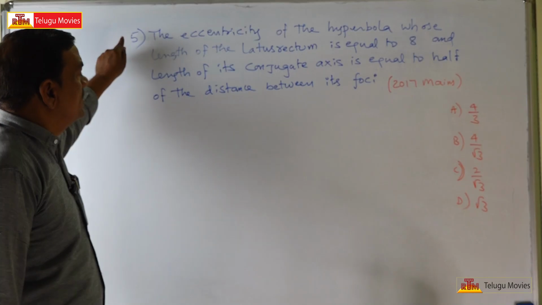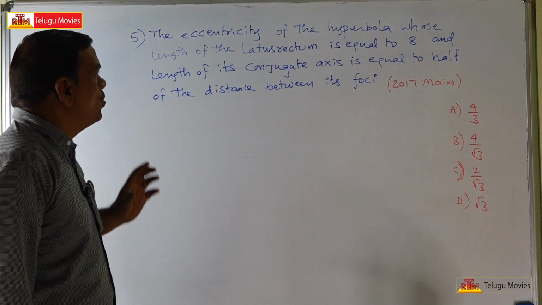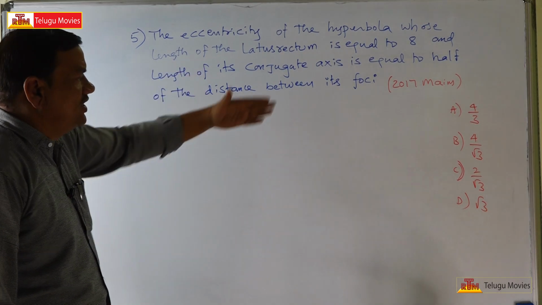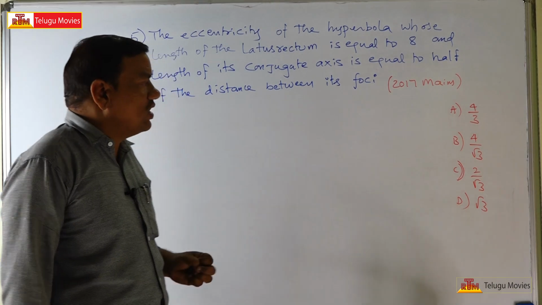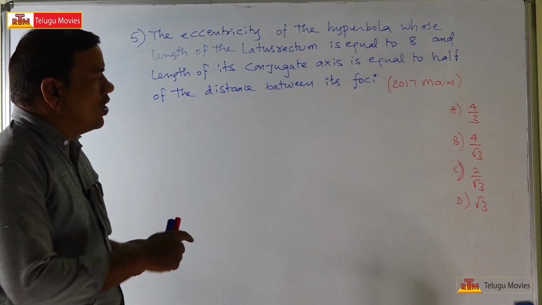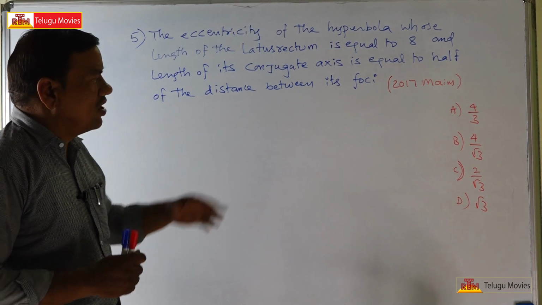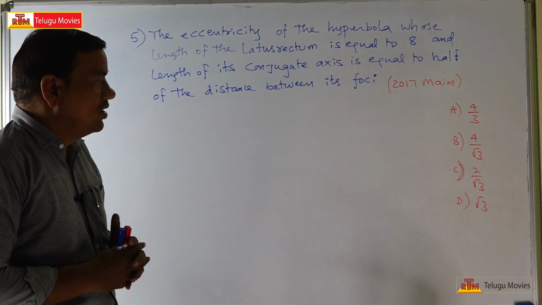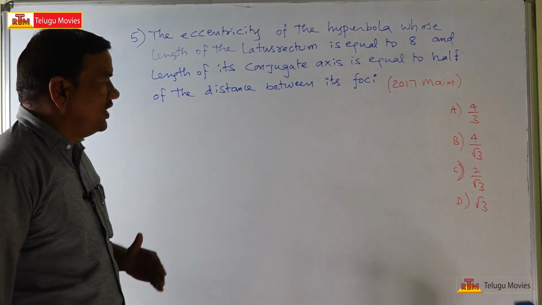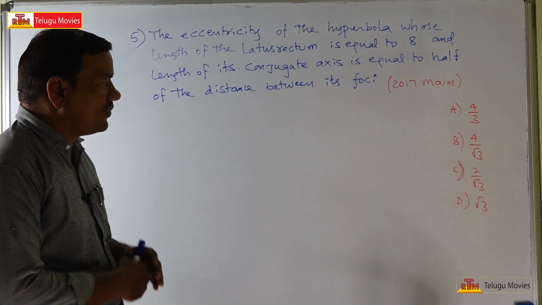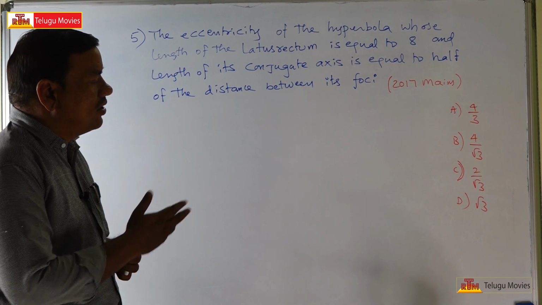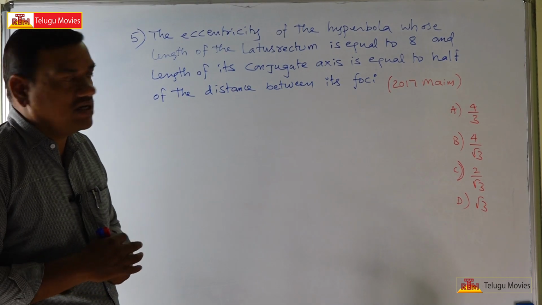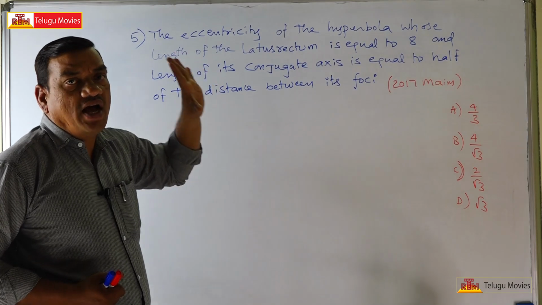See the question. The eccentricity of the hyperbola whose length of the latus rectum is equal to 8. You have to find the eccentricity. Four values are given, but if you observe, all these eccentricity values are greater than 1 only: 4 by 3, 4 by root 3, 2 by root 3. So you cannot eliminate any answer. You have to find the eccentricity of the hyperbola.